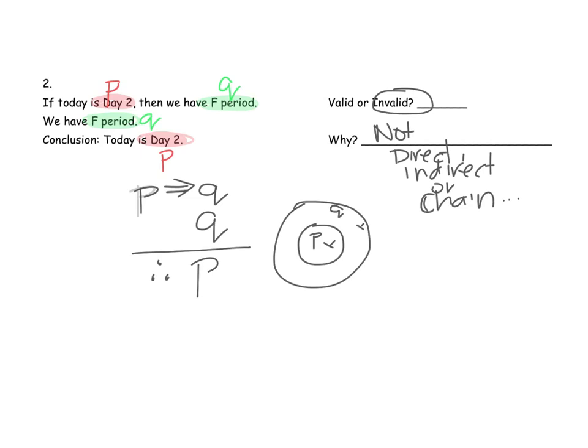So we can either say we know it's not valid because it's not direct or indirect or chain reasoning. We can also give a counterexample, right? A counterexample is that it could be day 4. On day 4, we have F period as well. So we can't make the conclusion that it must be day 2 just because we have F period.